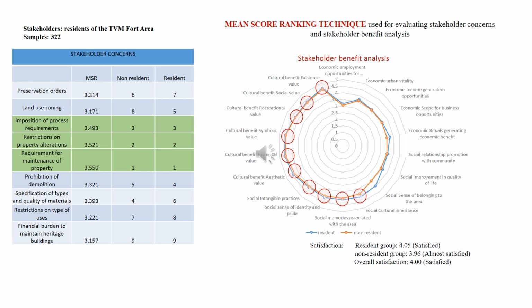Using the mean score ranking technique for evaluating stakeholder concerns, as part of the stakeholder benefit analysis, it was found from amongst the 322 samples that the requirement for maintenance of property was one of the major concerns amongst the ground level stakeholders, which involved the residents as well as non-residents living within the fort area. The second concern was the restriction on property alterations, whereas the third was the imposition of process requirements in achieving conservation objectives.